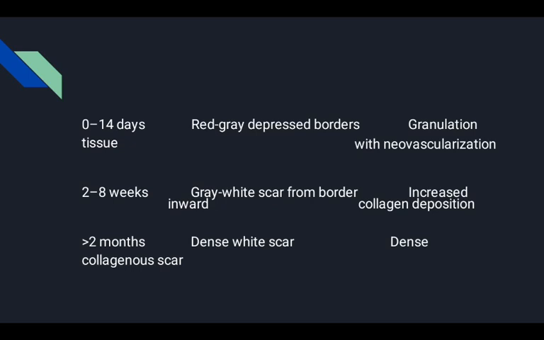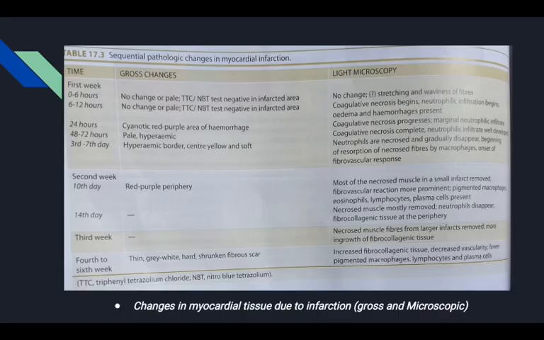After 2 months of infarction, grossly dense white scars are seen. Microscopically, dense collagenous scars are seen. This figure summarizes all the stages and correlates the gross and microscopic findings. So as I told before, this is the figure from the textbook.